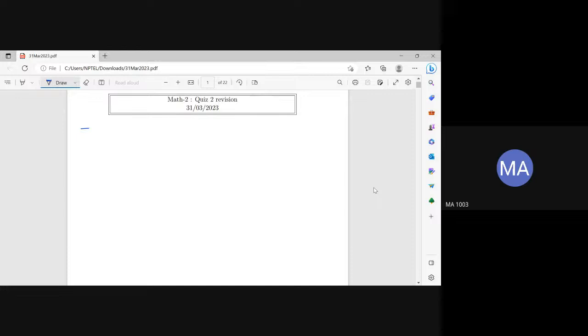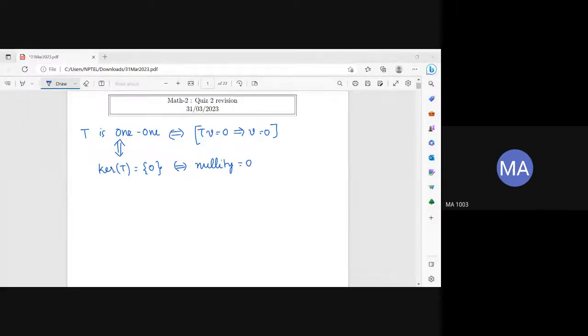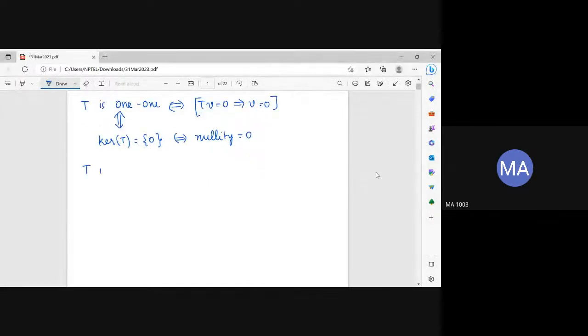When do you say a linear transformation is one-one? Nullity is zero. The definition is T(v) = 0 implies v = 0. So this is how we will check. This is equivalent to saying that the kernel of the transformation is zero, or the same as nullity being equal to zero. So this is when a map is one-to-one.